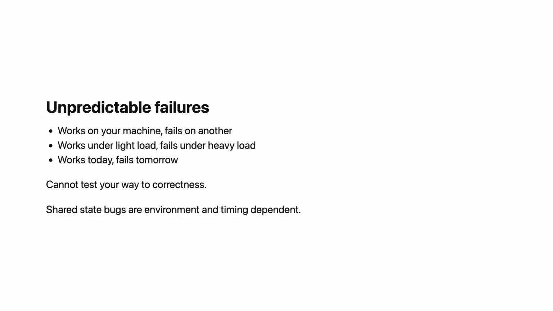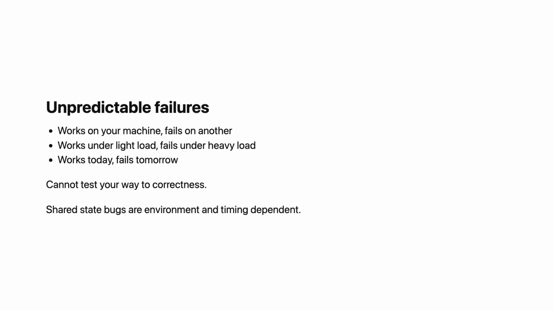Unsynchronized concurrent access is unpredictable. It might work perfectly on your machine. It might fail on another machine with different timing. It might work under light load. It might fail under heavy load when timing changes. It might work with one JVM. It might fail with another that optimizes differently.